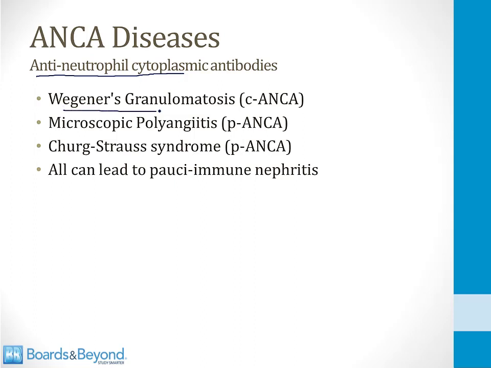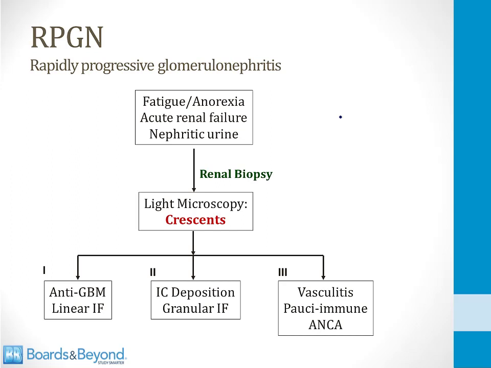These include Wegener's granulomatosis, which has C-ANCA antibodies, microscopic polyangiitis, which has P-ANCA antibodies, and Churg-Strauss syndrome, which has P-ANCA antibodies. All of these vasculitis syndromes can lead to RPGN, and when they do, they lead to a pauci-immune finding on immunofluorescence staining.